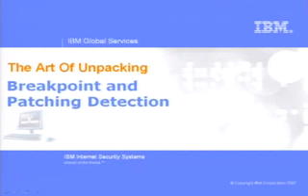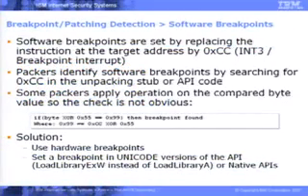So the next topic is about breakpoint and patching detection. The first part involves software breakpoints. Software breakpoints are set by replacing the instruction at the target address with an entry. Packers try to identify software breakpoints by searching for CC in the unpacking stub or the API code. Some packers, instead of comparing if the byte is CC, will perform a computation on it and then compare it with a specific value, so that the check is not obvious.